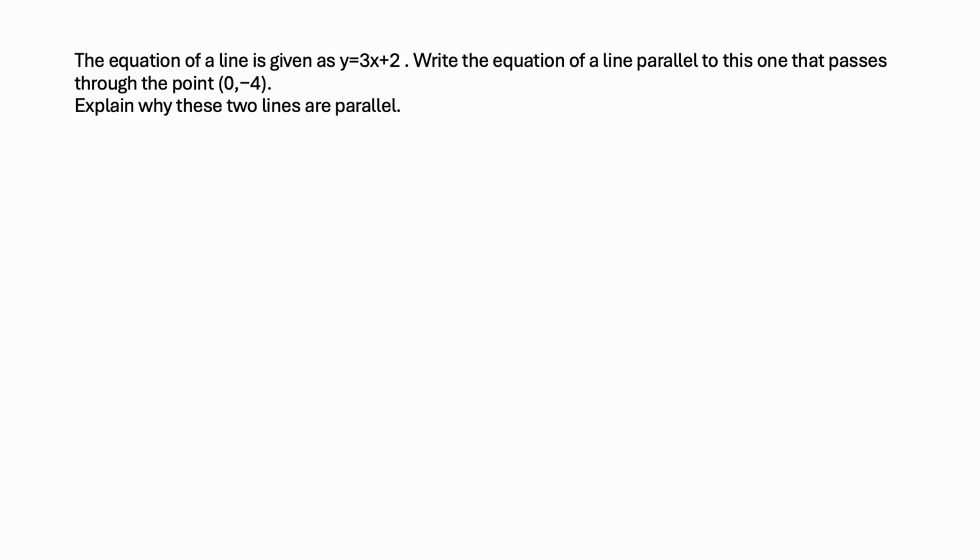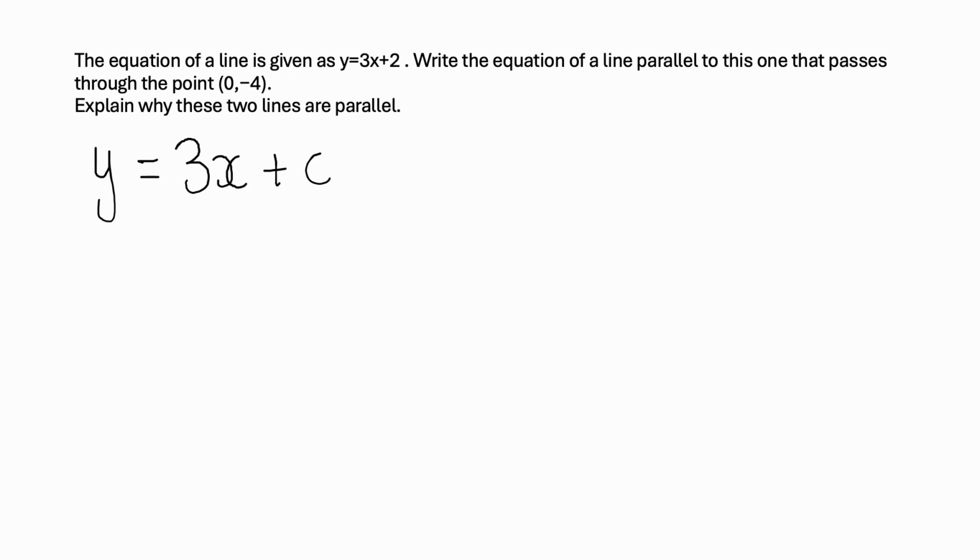So let's look at this one here. The equation of a line is given as y is equal to 3x plus 2. Write the equation of a line parallel to this one that passes through the point 0, minus 4. So remember that if two lines are parallel to each other, they have the same gradient. So the gradient of the other line is going to be 3. So we've got 3x plus c.